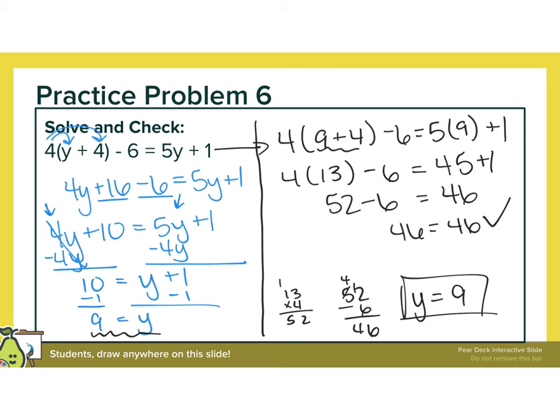For the exit ticket, you're first going to solve it and check it on the slide, and then the Google form is just going to ask you, what was your first step? What was your answer? And then probably when you checked, what number did you get on both sides? So for this one, what was my first step? It was to distribute. So in my Google form, I would choose the answer that says distribute for number 1.